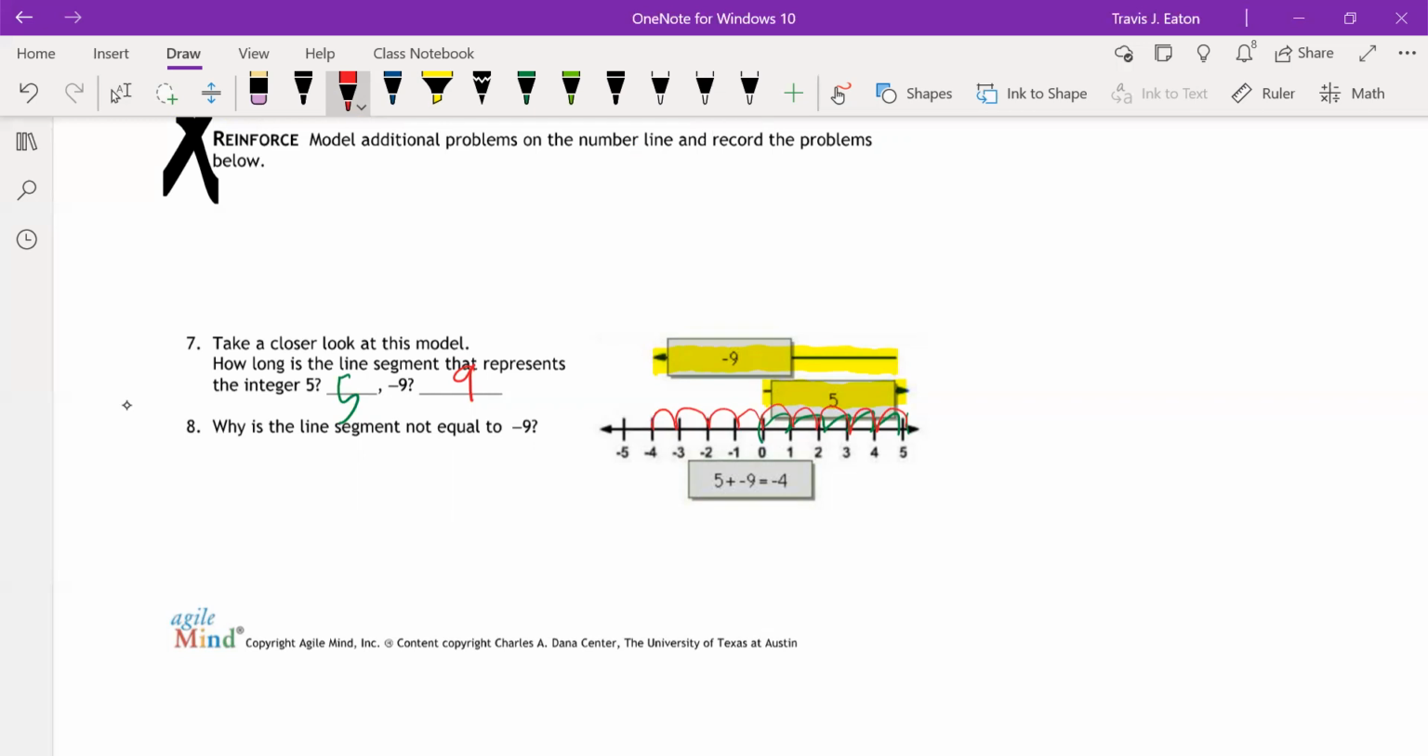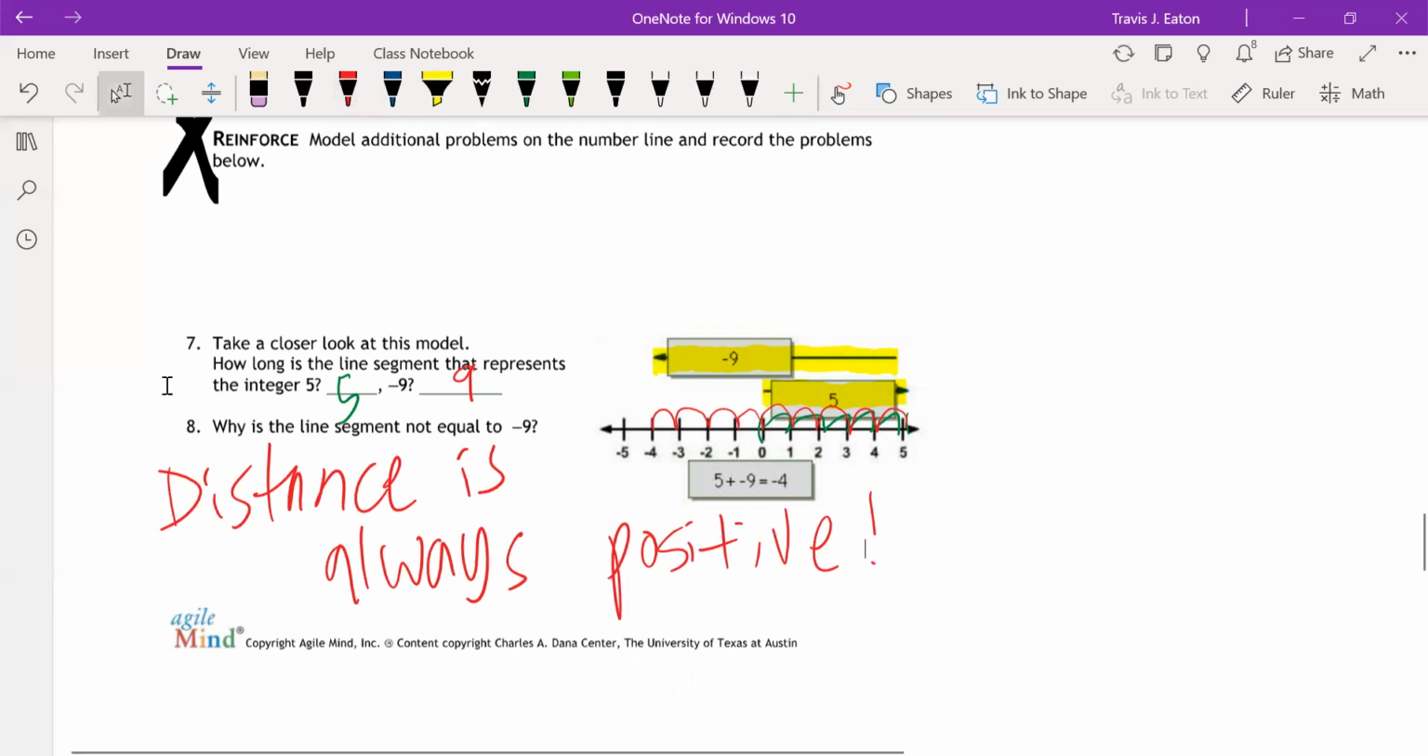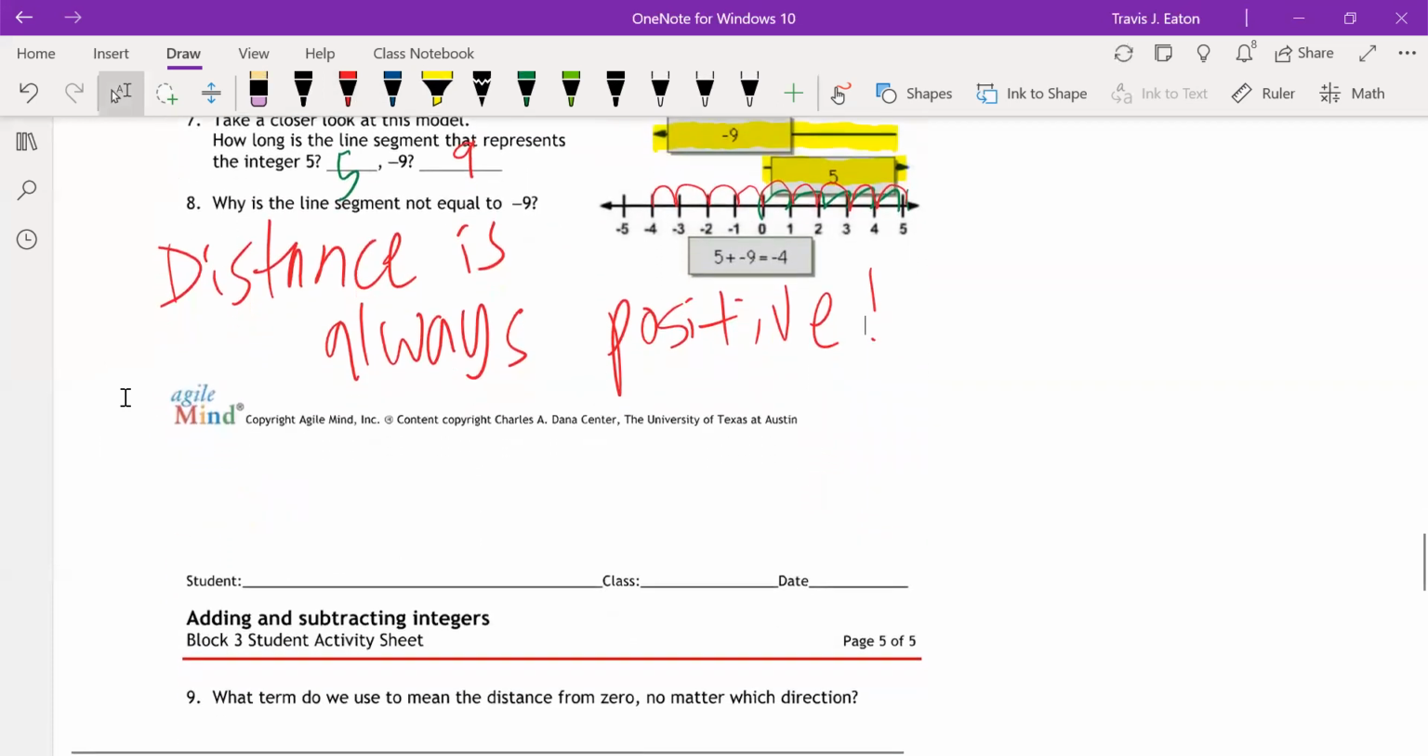So the thing you have to remember here is that distance is always a positive number. Distance is always positive. Always positive. Okay. So with that said, let's go to the next question.